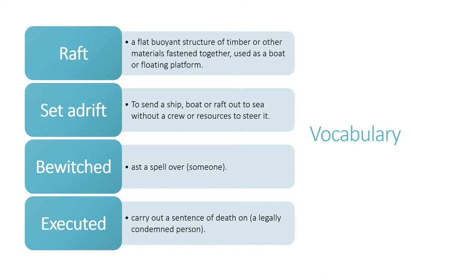And then executed. There are a lot of definitions for executed, but in this context, it means to carry out a sentence of death on a legally condemned person. So for example, when somebody commits a crime, and the judge passes out laws and sentences, that's called executed. He executes a sentence, right?